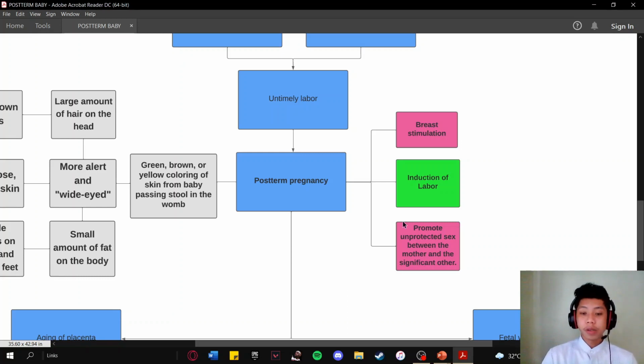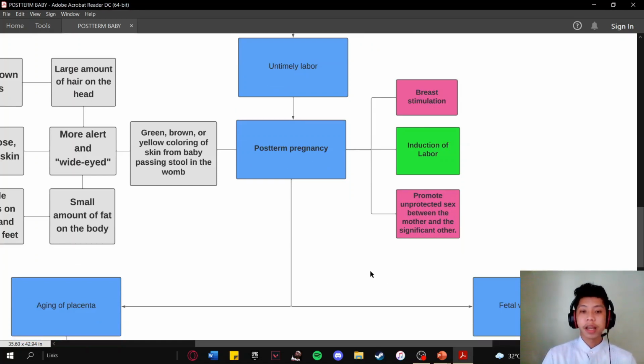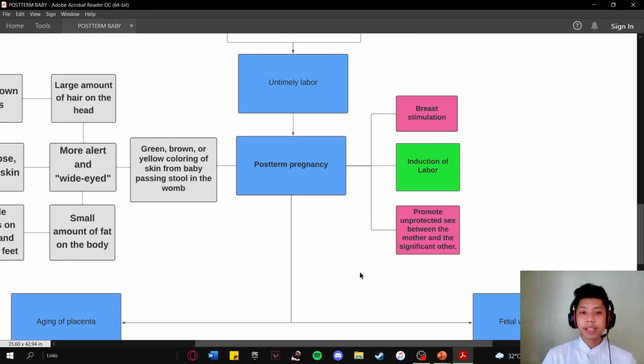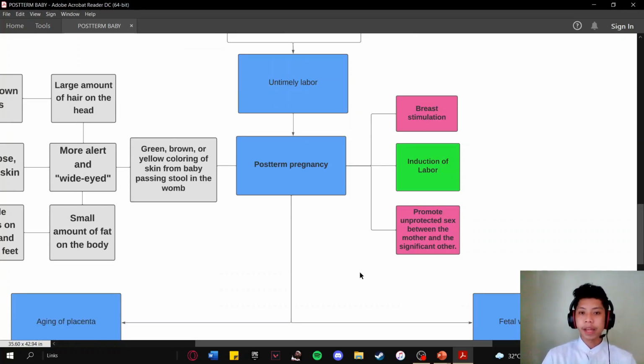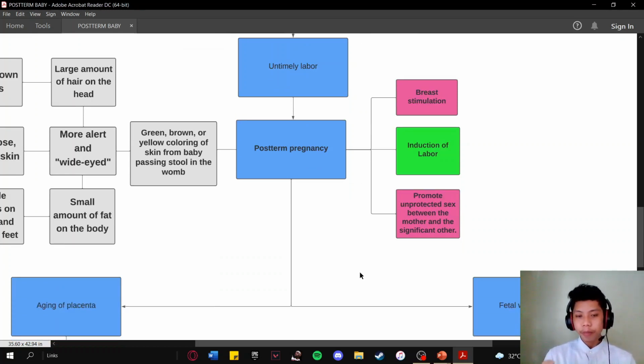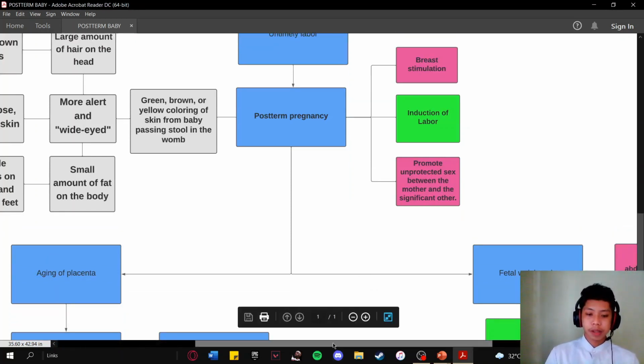Okay, or also we can promote unprotected sex between the mother and her significant other, because ejaculation of semen inside the vagina, or semen itself, has prostaglandins, and when there is an increase of prostaglandins, there can also be dilation of the cervix.